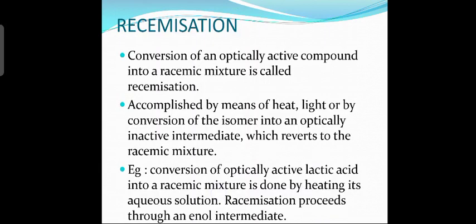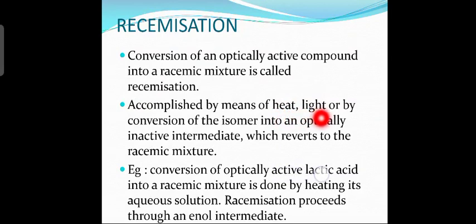Next slide. Racemization. Now what is racemization? Conversion of an optically active compound into a racemic mixture is called racemization, okay. Or in other words, an optically active compound is converted into an optically inactive compound. What is a racemic mixture? It is an equimolar mixture of dextro and levo rotatory compounds, or in other words, it is optically inactive, okay. So conversion of an optically active compound into an optically inactive compound or racemic mixture is called what? Racemization, alright. So this is done by means of heat. So you can heat the mixture, okay, in order to make a racemic mixture from the optically active compound.